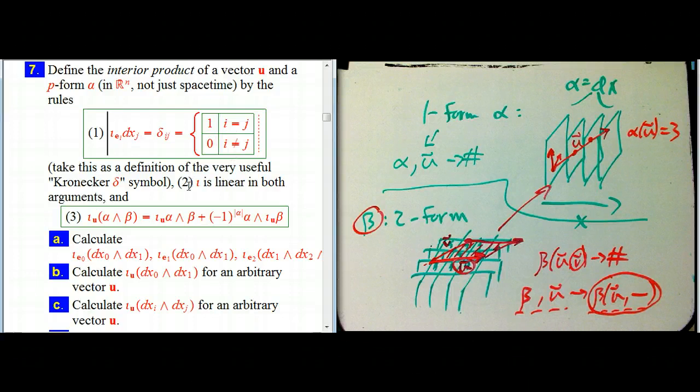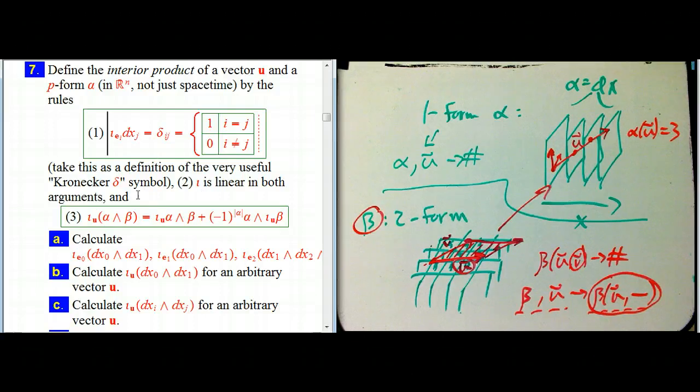Okay. The second thing with all this stuff is we just want this to be linear in both arguments. If I double the vector, I get double. If I double the form, I get double. If I add stuff in here or add stuff in here, the sums distribute out. And we'll demonstrate that in a little bit.